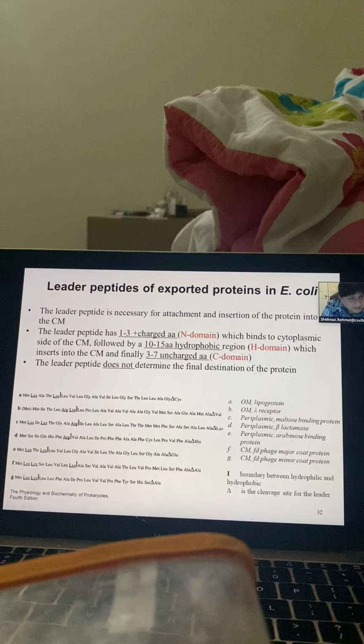If you look at these, the first one is the outer membrane lipoprotein. Now you see these lines here. These are boundaries between the hydrophobic and the hydrophilic areas of this protein, whilst this delta sign tells you this is where the leader will be cleaved off. So in each of these, you can see those straight lines to tell you the hydrophobic versus the hydrophilic, and then you can see where the cleaving will occur. When it emerges out of the membrane, the leader will be cleaved off, right? So this is the cleavage point, and this is the distinction between the hydrophobic and the hydrophilic areas.